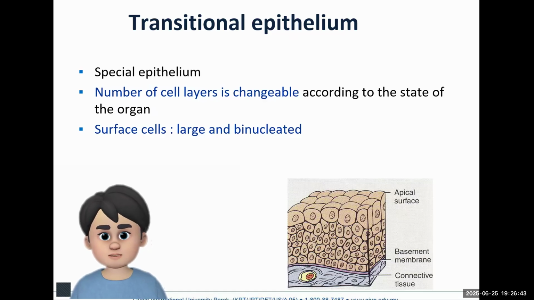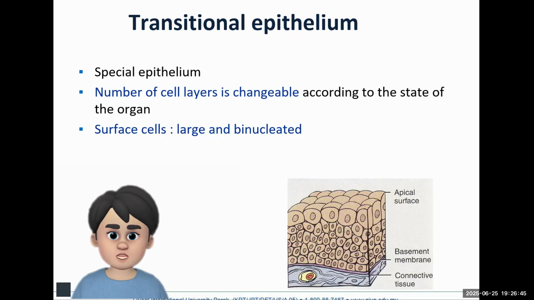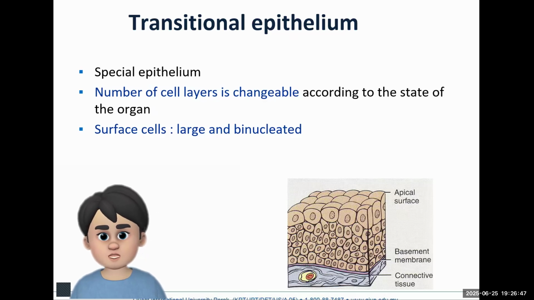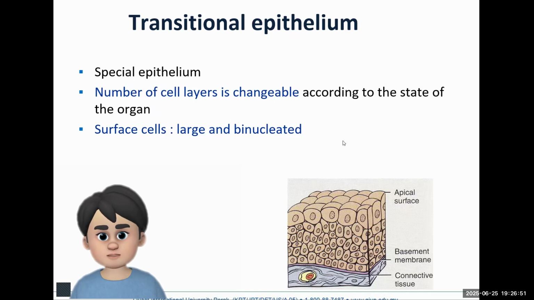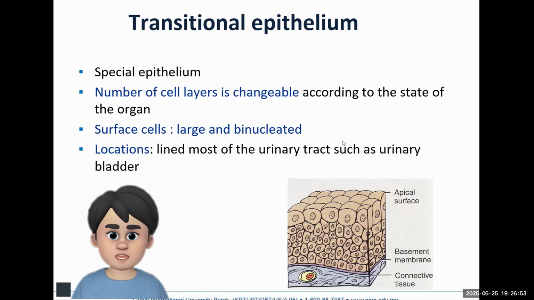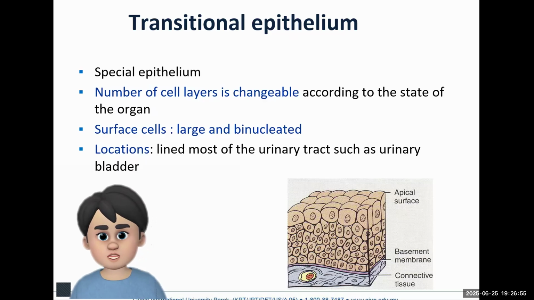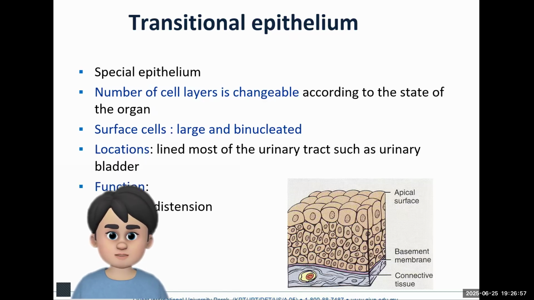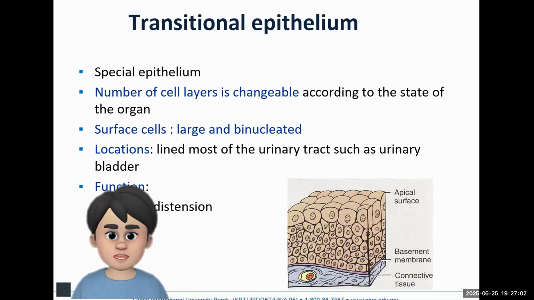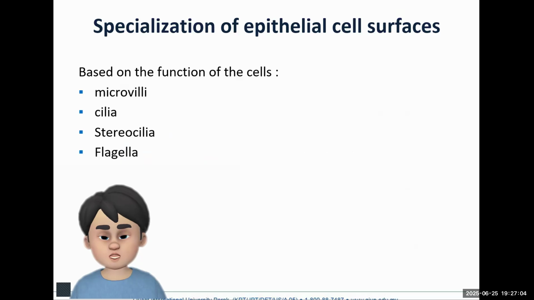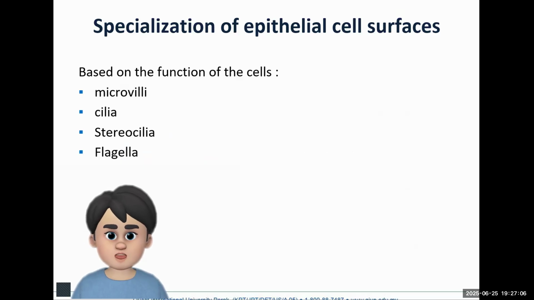Binucleated cell. When you say binucleated cell, it means the cell contains two nuclei, right? Large and binucleated. Location: lines most of the urinary tract, such as the urinary bladder. Function: allows distension. Next one, specialization of the epithelial cells based on the function.